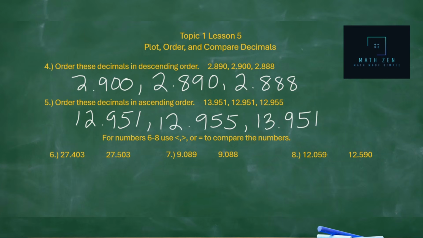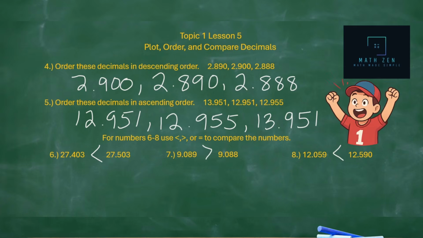Now, for numbers 6, 7, and 8, the directions say to use less than, greater than, or equal to compare the numbers. So for number 6, you should have the less than symbol. For number 7, you should have the greater than symbol. And for number 8, you should have the less than symbol. Awesome job if you got those all right. And thank you so much for sticking with me. I know today's lesson was a little bit long, but give yourself a pat on the back. You did a great job.